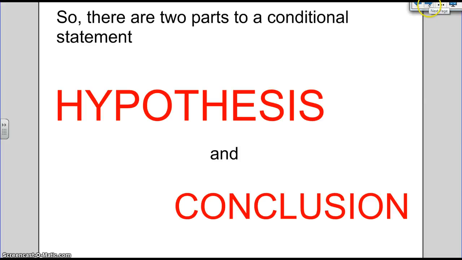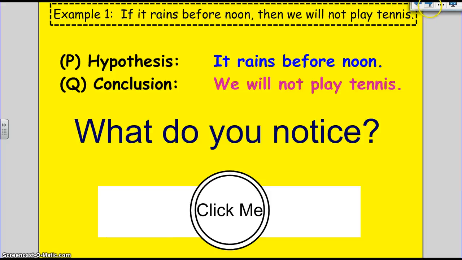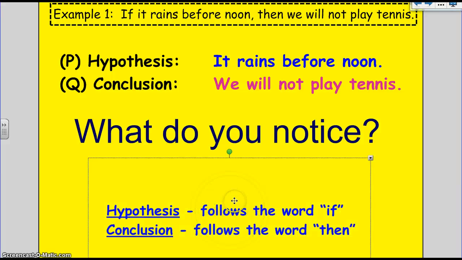Hypothesis and conclusion. If it rains before noon, then we will not play tennis. So if it rains before noon, the hypothesis is what comes after if, it rains before noon. What comes after then is the conclusion: we will not play tennis. Notice this P and Q over here. P is for hypothesis, Q is for conclusion. So what do you notice? Hypothesis follows the word if, conclusion follows the word then.